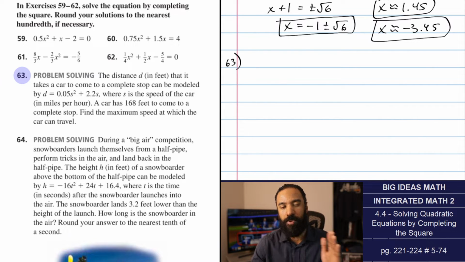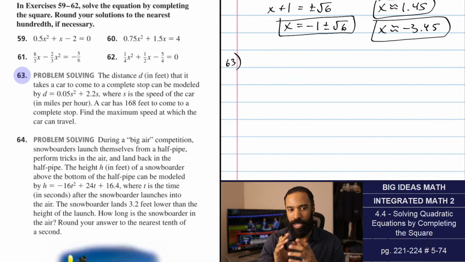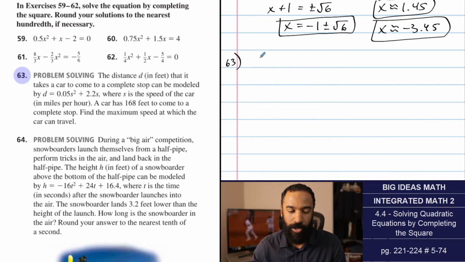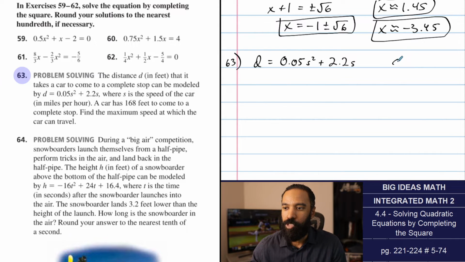So based off whatever the speed of the car is before it starts braking, this is its slow-up speed. Okay, so we're going to figure out what speed gets you 168 feet to stop, or what speed you can be at. So we're going to set this up. This is a 5, and that's an s. S squared plus 2.2s. They always challenge me on that. So d is 168. That's the distance.